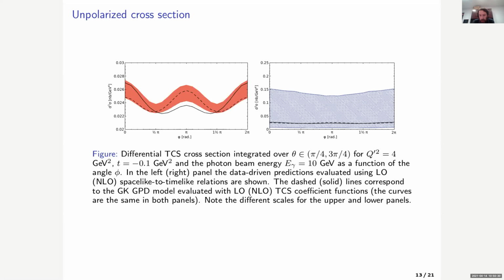And that is, of course, very nice information, because it means that just by measuring the cross section, you can learn a lot about the Q-square dependence of the DVCS Compton form factor.